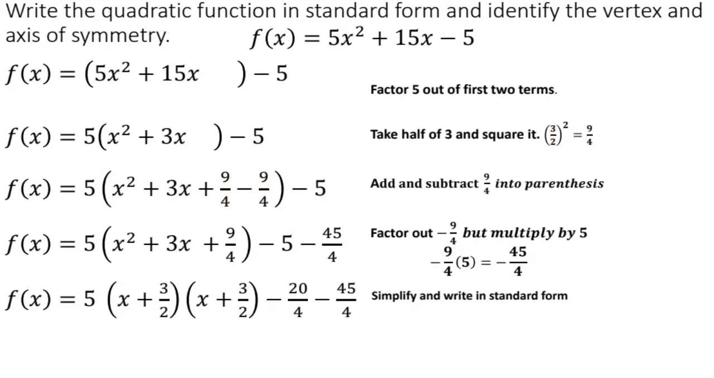in order for me to add negative 5 and negative 45/4, I need a common denominator. So I'm going to have a 4. So 5 times 4 is 20. And I end up with negative 20/4 and negative 45/4. But notice what's happening on this side.